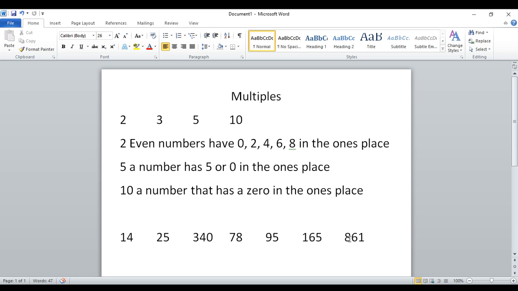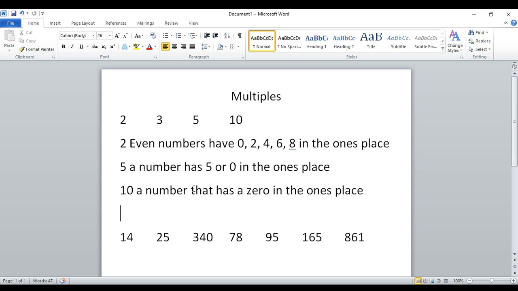And 861, again, won't work because it doesn't have a 0 in the ones place. So this is the only number out of this whole column that will be a multiple of 10. So these are pretty standard and pretty quick to learn.